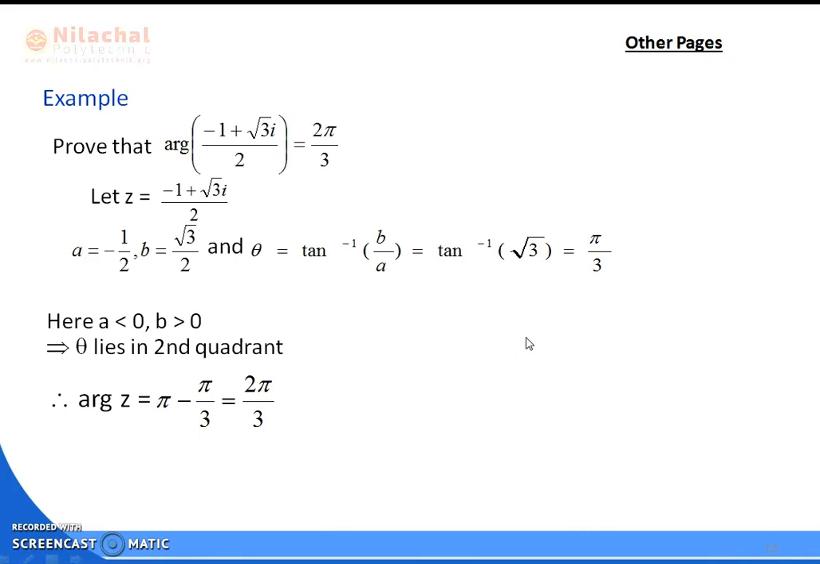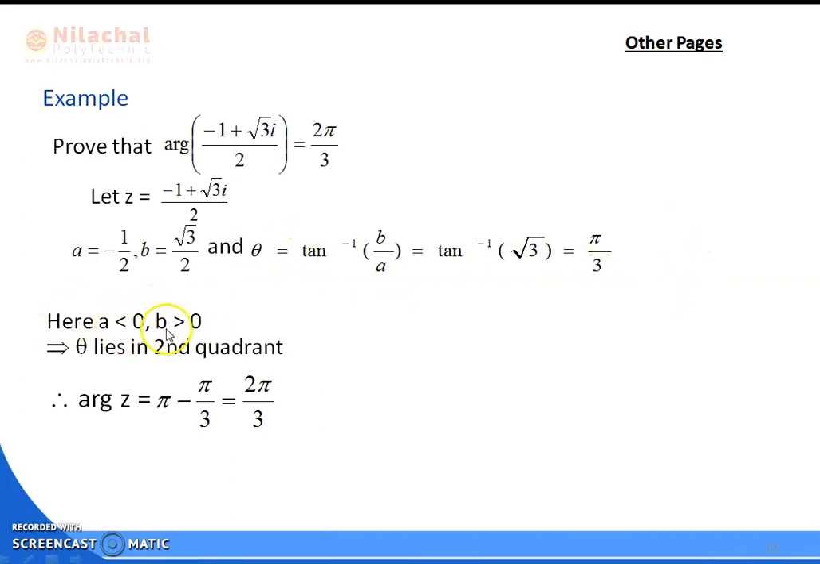So let's have an example. Prove that the argument of this equals 2 pi by 3. So this is your complex number, z equals this much. Here a is minus 1 by 2, b is root 3 by 2. Clear? And theta equals tan inverse b by a. B by a: the 2 will be cancelled, so root 3 by minus root 3. After taking the modulus, it will be only root 3. So tan inverse root 3 means 60 degrees, that is pi by 3. So theta equals pi by 3.